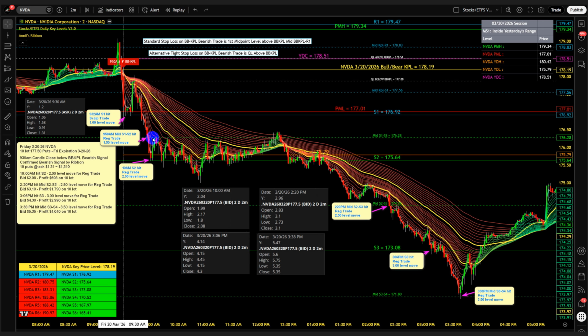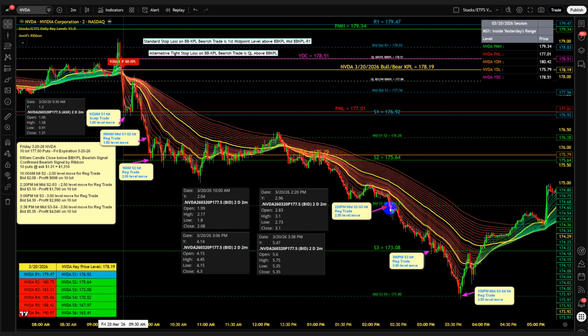9:58 a.m. we have a hit of the mid S1, S2 level. That's your 1.5 level move here on the hit of the mid S1, S2. At 10 a.m. we have a hit of the S2 level. That's going to be a 2-level move in your favor here. On the 10 a.m. hit, on the candle close, we have $2.08 as the bid. So on a 10 lot, that's going to be a profit of $698 total profit on the 10 lot.